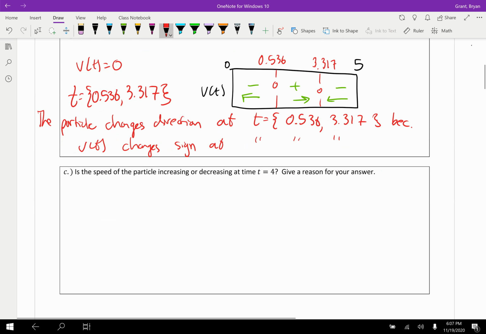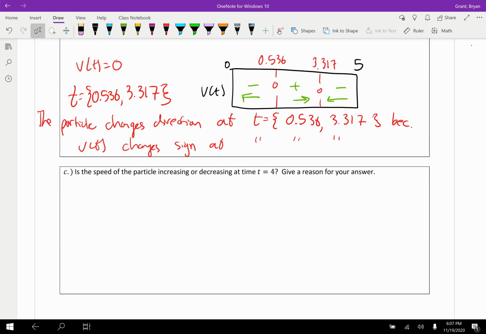Last problem. Is the speed of the particle increasing or decreasing at a time of 4? This one's important to go through because it's something we covered at the very end of last class, and we didn't actually do any examples of this. So we should probably determine how we know if speed is increasing or decreasing, and it's a twofold process.